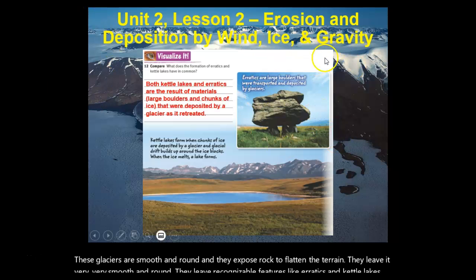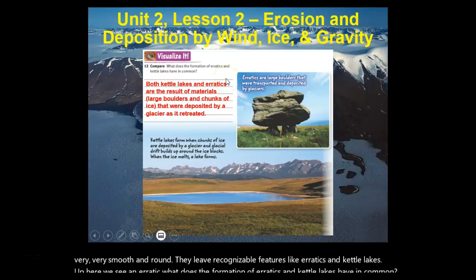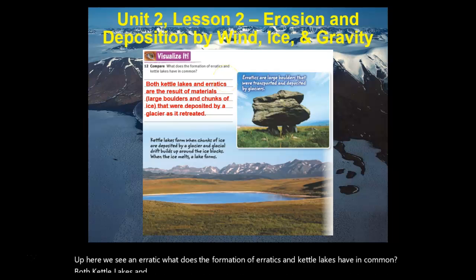Up here, we see an erratic. What does the formation of erratics and kettle lakes have in common? Both kettle lakes and erratics are the result of materials like large boulders and chunks of ice that were deposited by a glacier as it retreated.